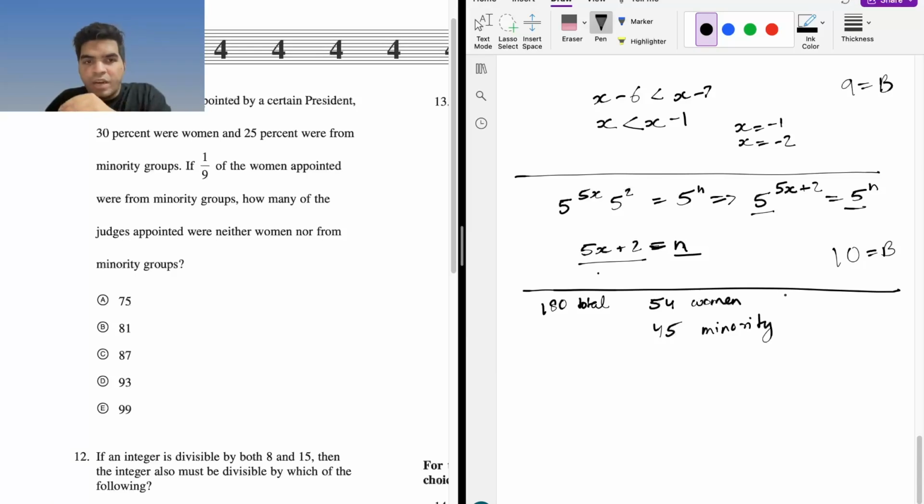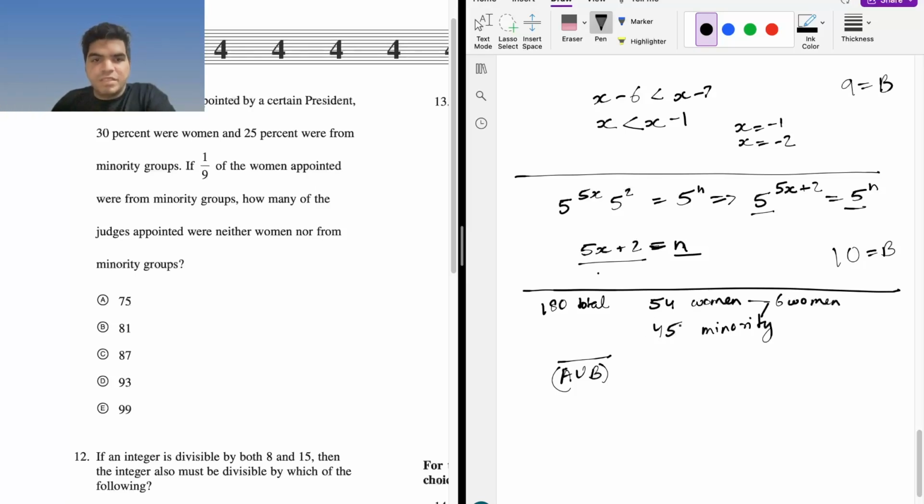Now we are given that one ninth of the women appointed. So one ninth means how many? Six women are from minority groups. So six were common between these. Correct? How many of the judges appointed were neither women nor from a minority group? So just a simple question. So we have set A. What is the value of the negation of A union B? A union B will be the women and minorities.